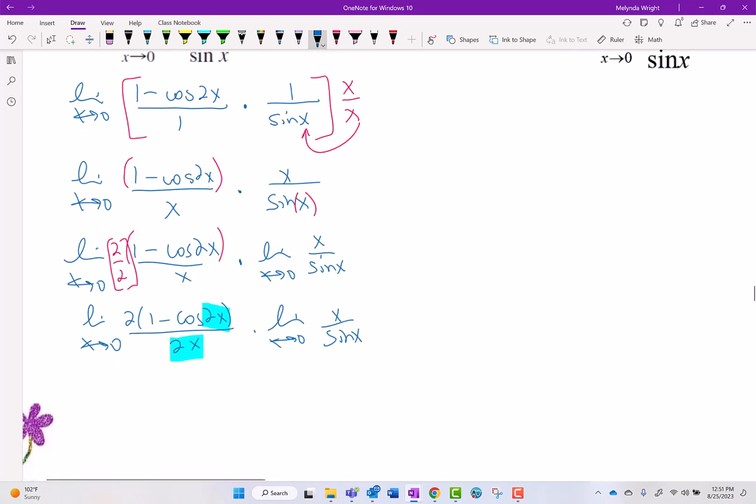All right, so I've got 2 times 0, because that's a special limit that goes to 0, times 1, and my answer is 0.